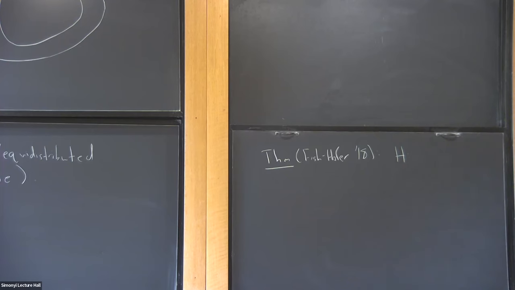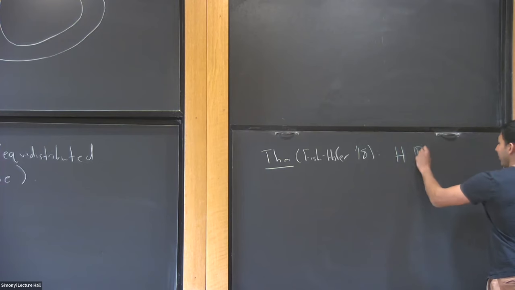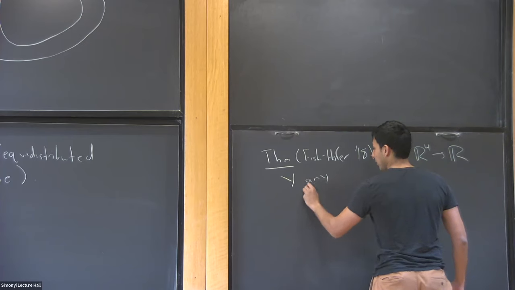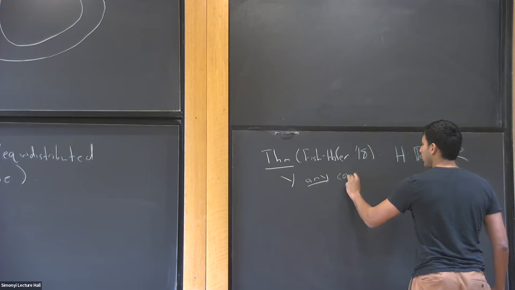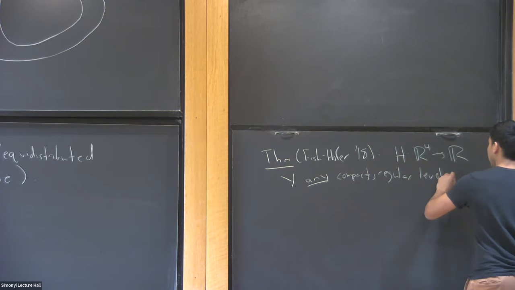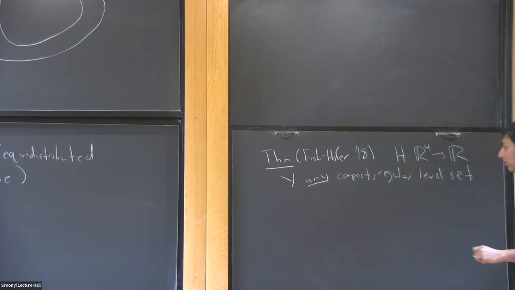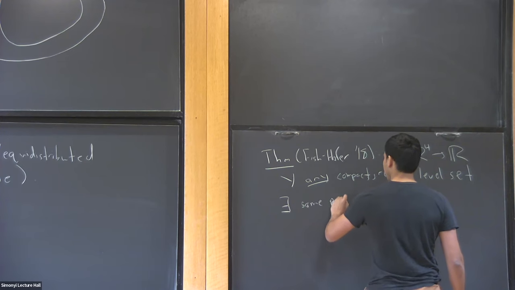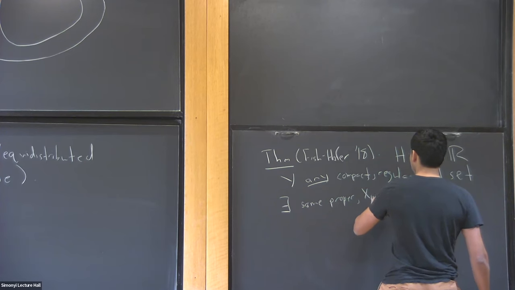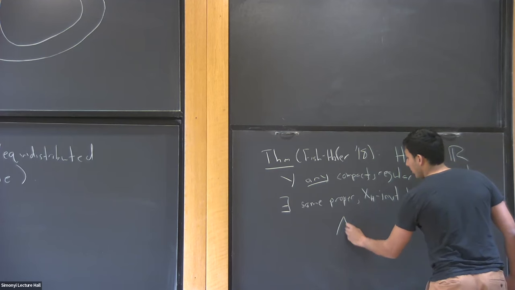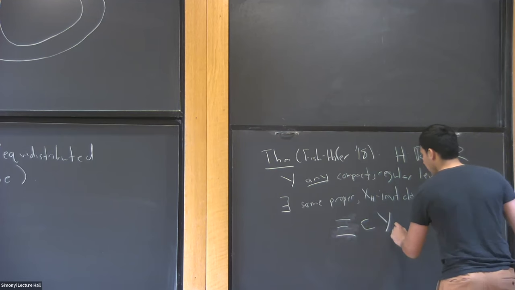Great. So this theorem is about Hamiltonians on R4, and says that for any compact regular level set Y, there exists some proper X_H invariant closed subset, or maybe I'll use the notation C, sitting inside Y.